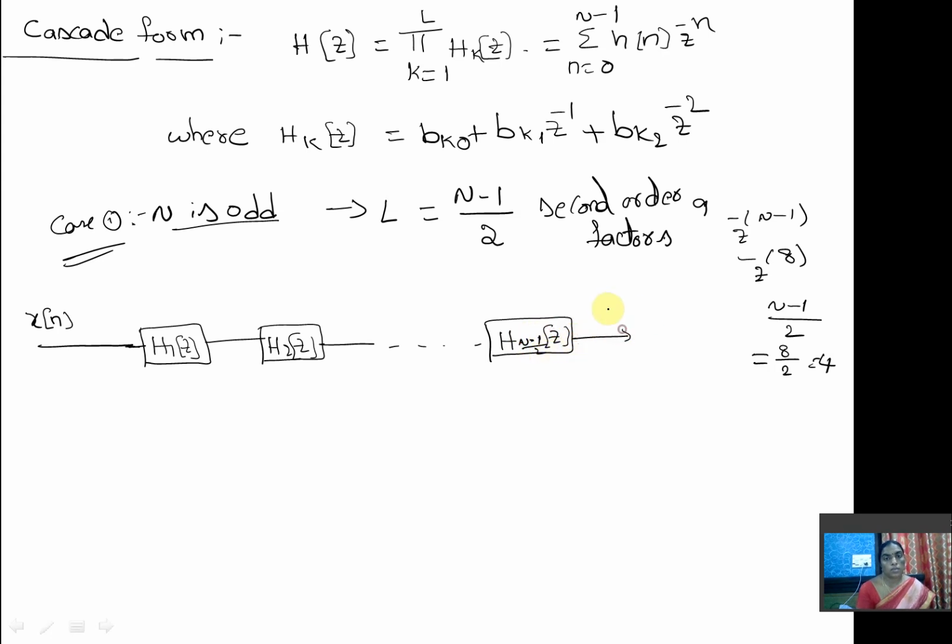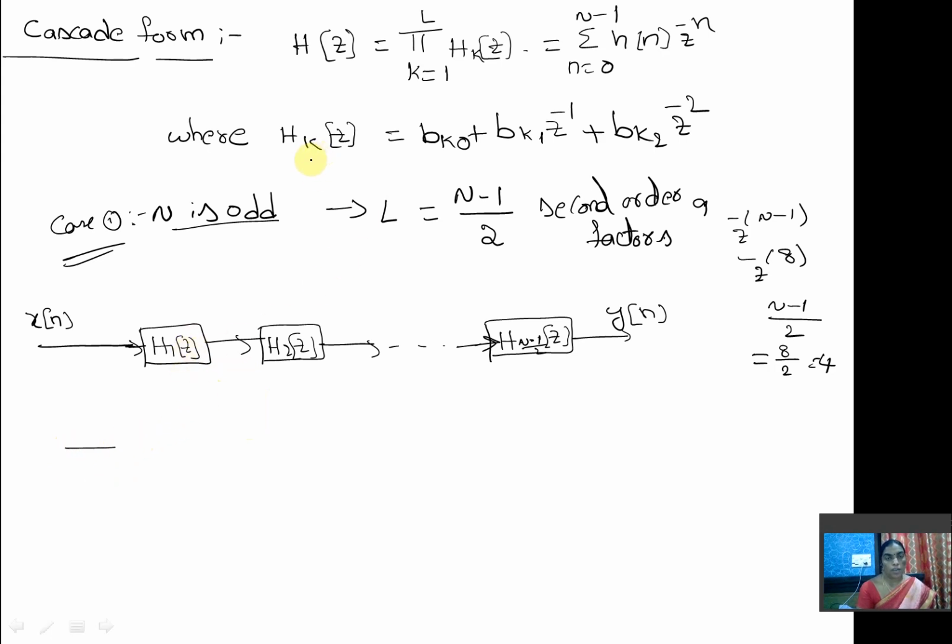Like this, h(n-1)/2 of z. Am I correct? So that means if you consider second order factors, there are (n-1)/2 second order factors, if n is odd. So now, what is the h1 of z here?